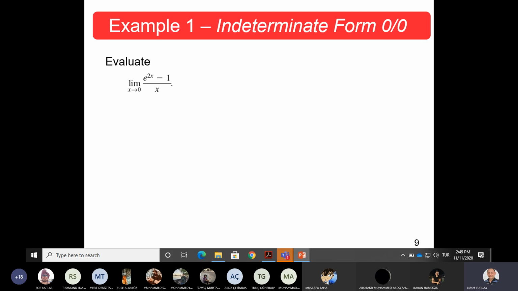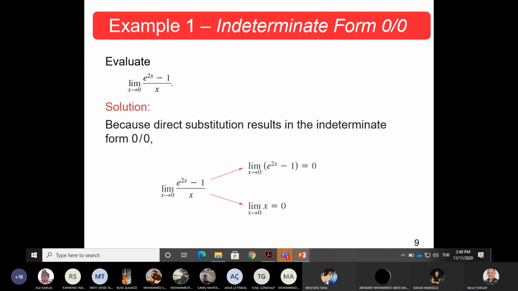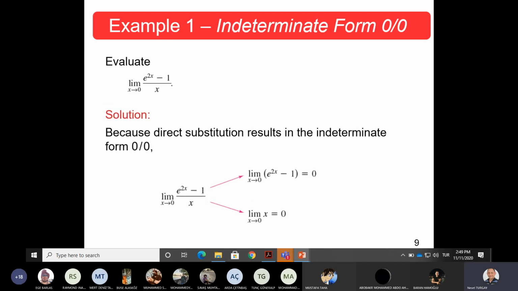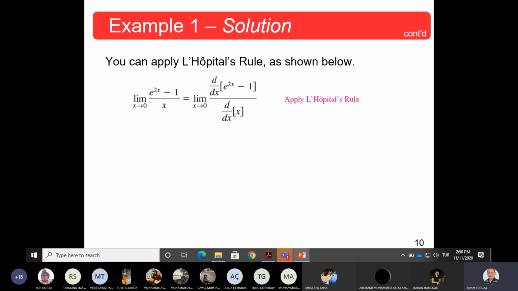Now, what to do? What shall we do, my friend? L'Hopital's rule. Derivate. Okay. You are perfect. I will do this. Okay, this is just the beginning. Now we are doing derivative of numerator, derivative of denominator.